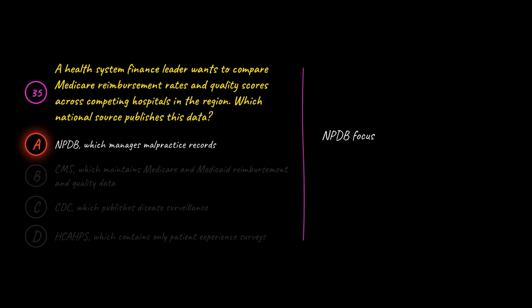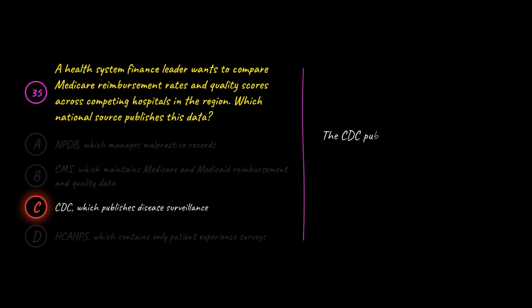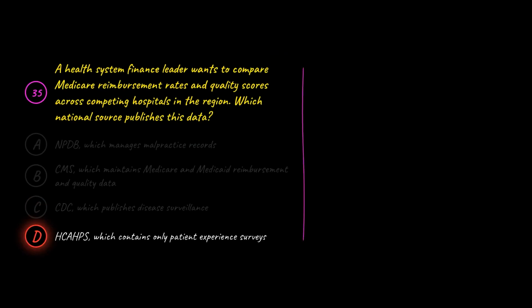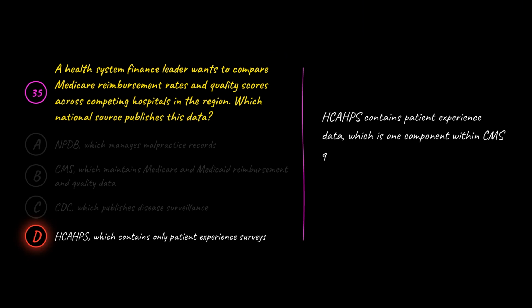A is wrong because NPDB focuses on practitioner discipline records, not financial reimbursement or hospital quality. C is wrong because the CDC publishes disease surveillance and vital statistics, but does not set or report Medicare reimbursement. D is wrong because HCAHPS contains patient experience data, which is one component within CMS quality reporting, but reimbursement comparisons require the broader CMS dataset.